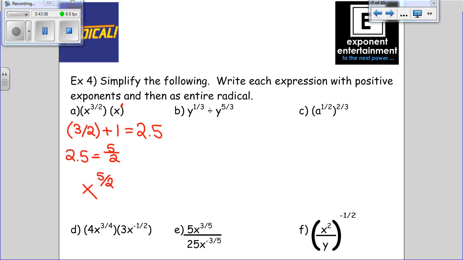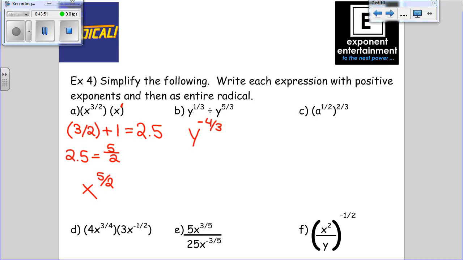So if I look at this thing, I have a division question. What do I have to do to my exponents? Subtract them. So I need to go 1 divided by 3 minus 5 divided by 3, math, frac. Then I'm going to get y to the power of negative 4 over 3. Do we like negative exponents? No. So how can we get rid of that negative? You flip it. So now it's 1 over y to the power of 4 over 3.